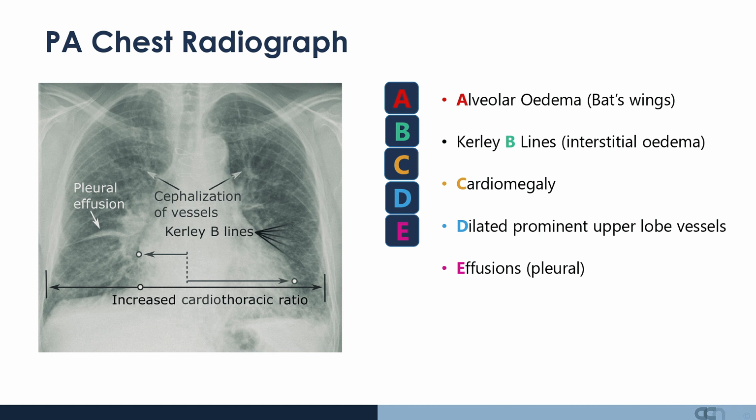C is cardiomegaly. The radiographic definition is where the cardiothoracic ratio is more than 50%. D is dilated prominent upper lobe vessels. So as fluid accumulates in the lungs in heart failure, there is a reactive hypoxemic pulmonary vasoconstriction in those basal vessels, and that redirects blood flow to the relatively well aerated apices of the lungs. And as the condition advances, you may see effusions developing.